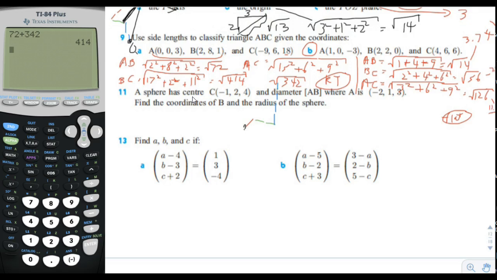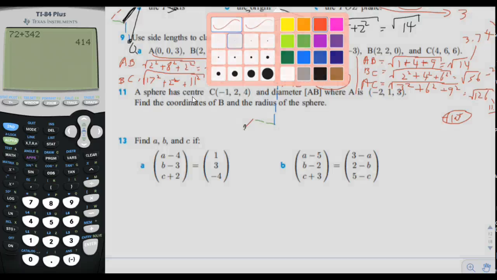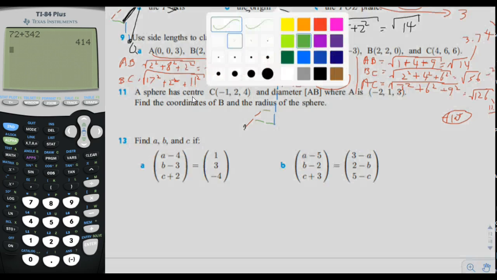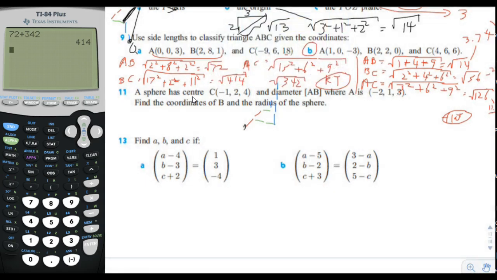Okay, and so that is my C, my center. And then A would be -2, so it would be 2 back, and then 1 to the right, and then 3 up. 1, 2, 3. Okay, and then they're saying, where is the opposite point from there? So this is really hard to see on this drawing, isn't it?